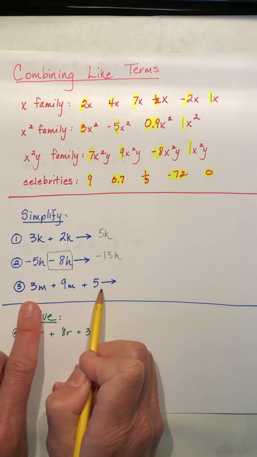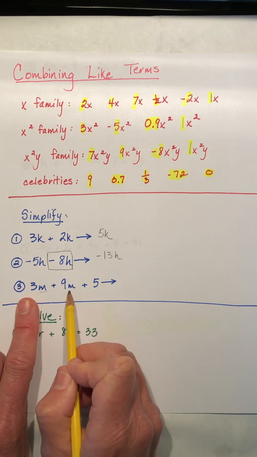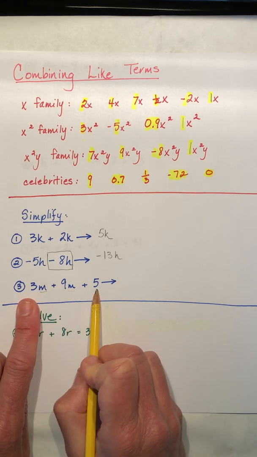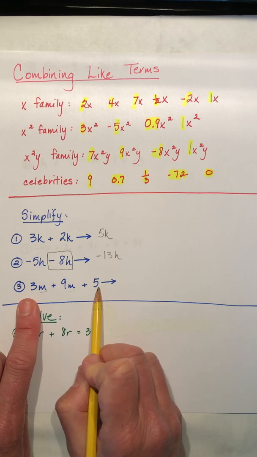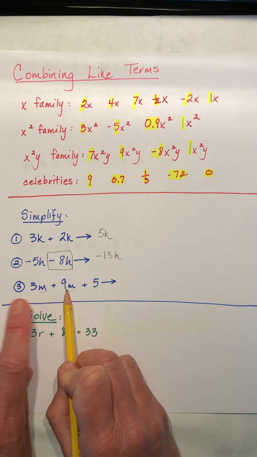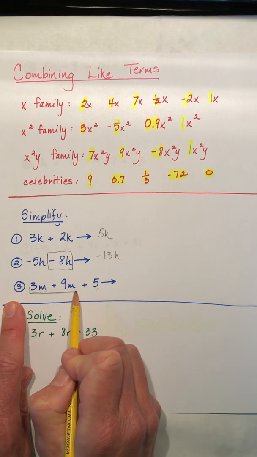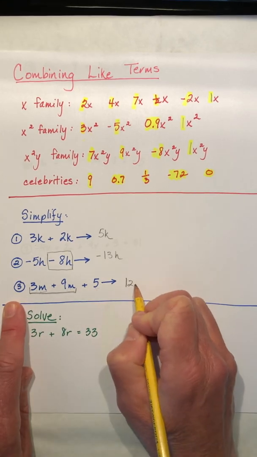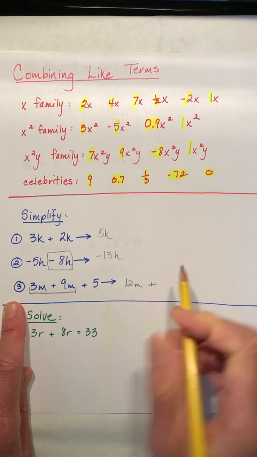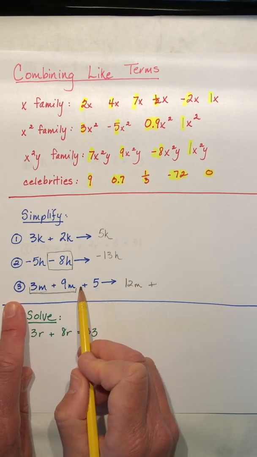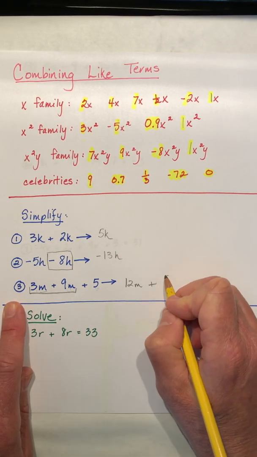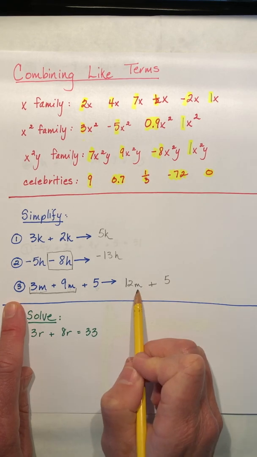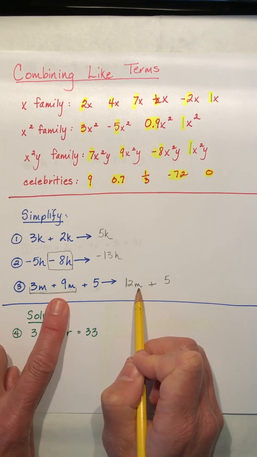Now down here, I have 2 M family members and a celebrity. This celebrity cannot be combined with the M family members. So I'm going to take these two, 3M plus 9M, I can call that 12M, plus that celebrity is just going to have to stay on its own. It is not allowed to combine with the M family members.